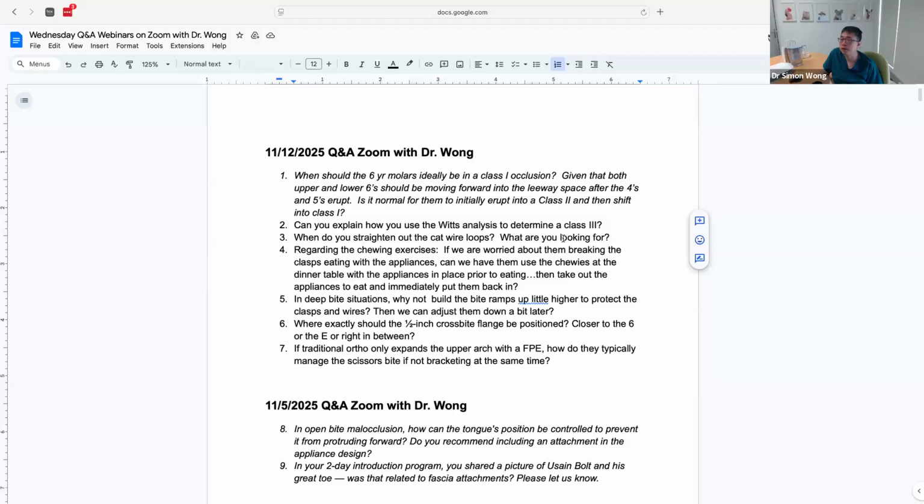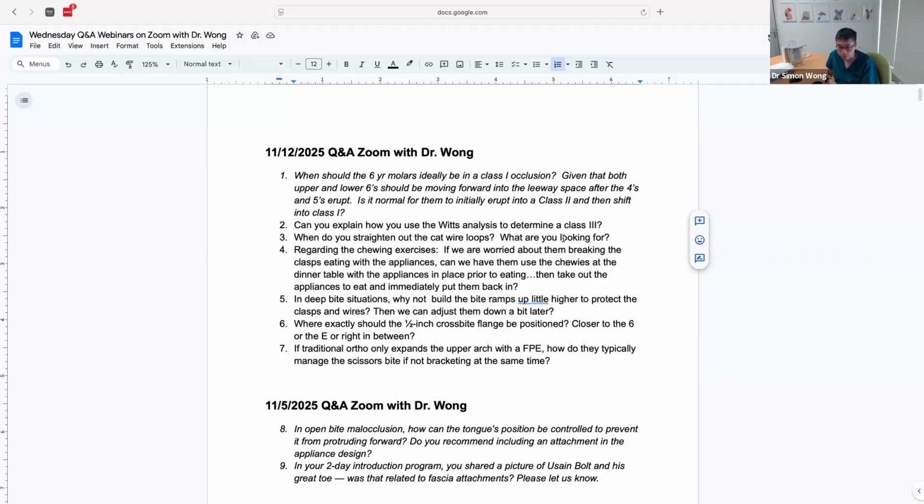When do you straighten out the cat wire loops? What are you looking for? So in expansion, we can often get a lot of transverse dimension change. The screws allow somewhere between 4 to 10 mils of expansion, depending on whether you're looking at a lower arch or an upper arch.